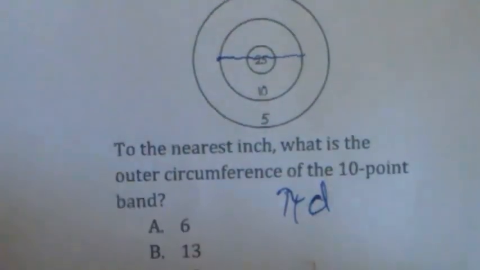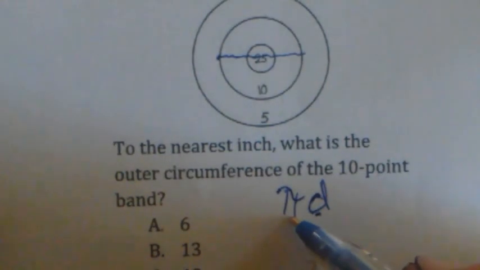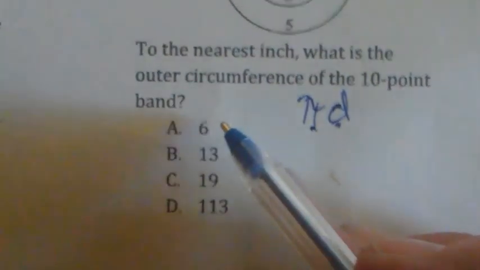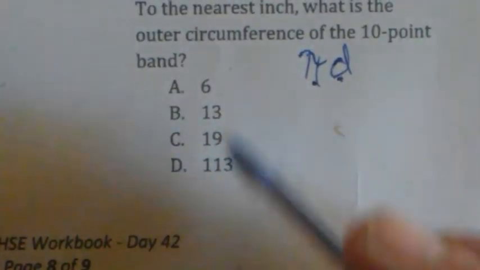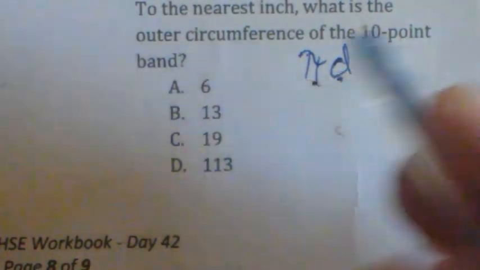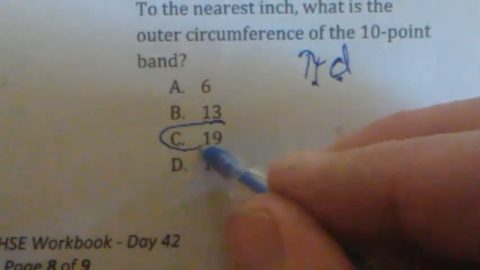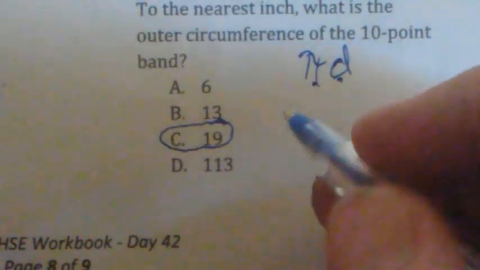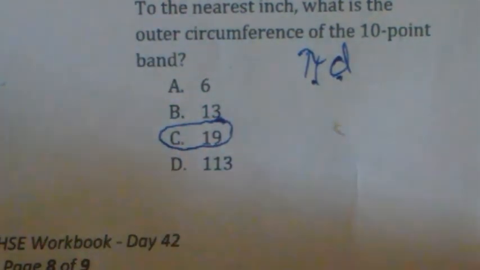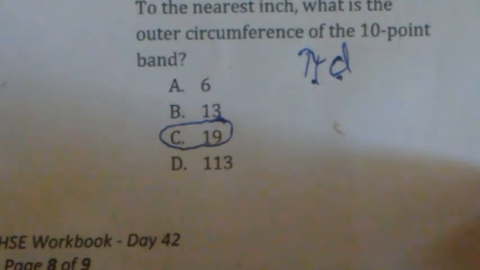You want the circumference, so you want 6 times pi. Pi is a little more than 3, so it's going to be 6 times 3, 18. It's going to be a little bit more than 18. Which answer is right? Well, you can put in your calculator 6 times 3.14, but just estimating, 19 is the only answer that makes sense. 6 times 3 is 18, so it has to be a little bit bigger. And that's it. That's it for lesson 42.